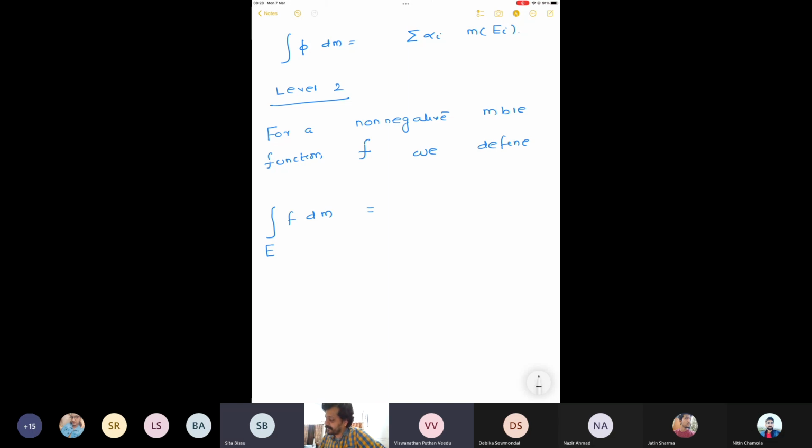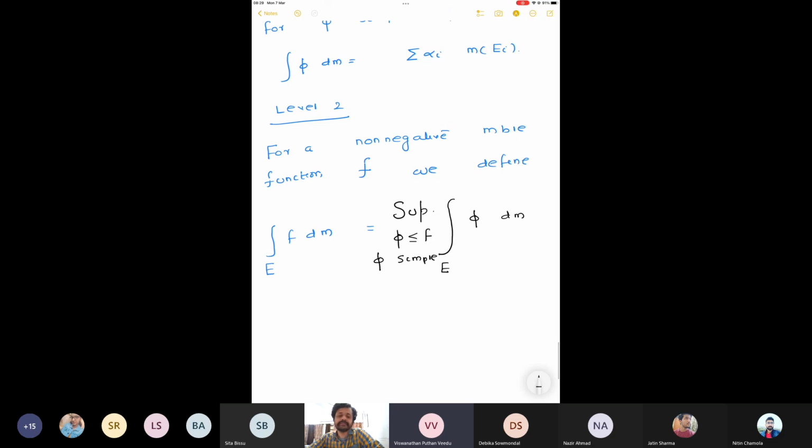Approximate f by a simple function. That means you integrate over E phi dm, where phi is less than or equal to f and phi is simple, and then take the supremum. That's it. Here we will not go for psi greater than or equal to f. Okay, this is the definition.